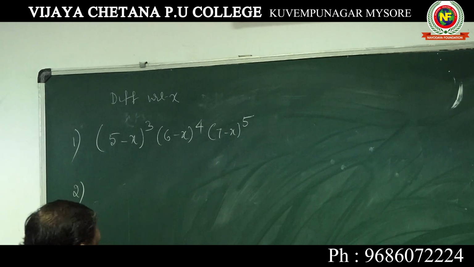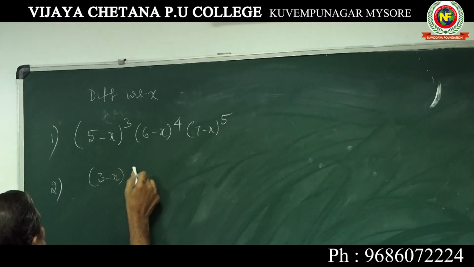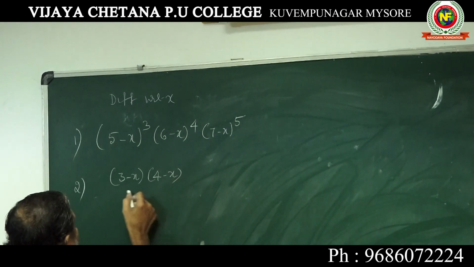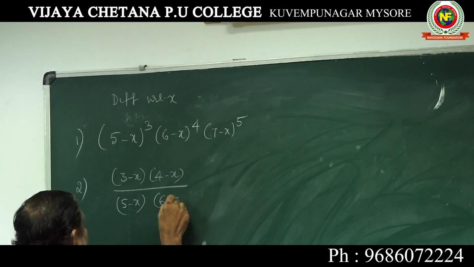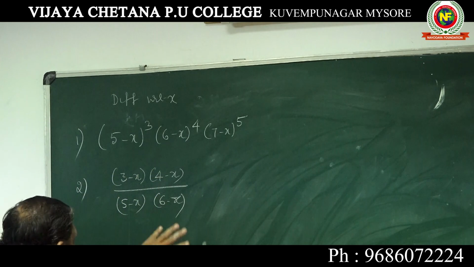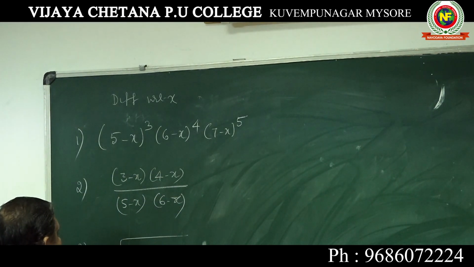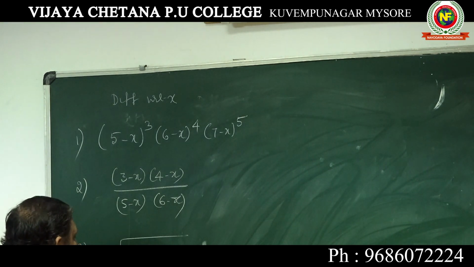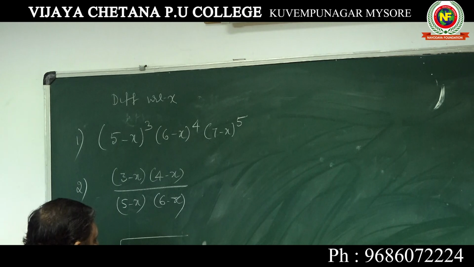Second problem, you can take 3 minus x, 4 minus x over 5 minus x into 6 minus x. I told you, you can take it as log m by n, log m minus log n, and you see my problem, you will understand. One more problem you can take: cube root means 1 by 3 power you should take, x minus 1 into x minus 4 by x minus 2 into x minus 3 into x minus 4.